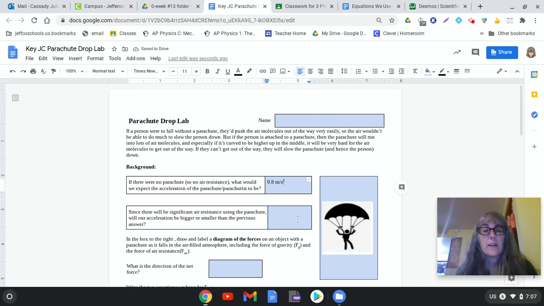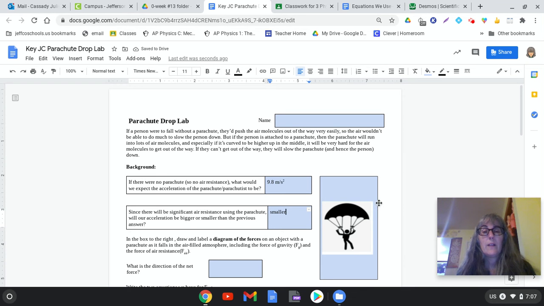Since there will be significant air resistance because we're using a parachute, we would expect that they would fall slower than normal. So instead of falling at 9.8, we would expect that the number would end up being a smaller number.